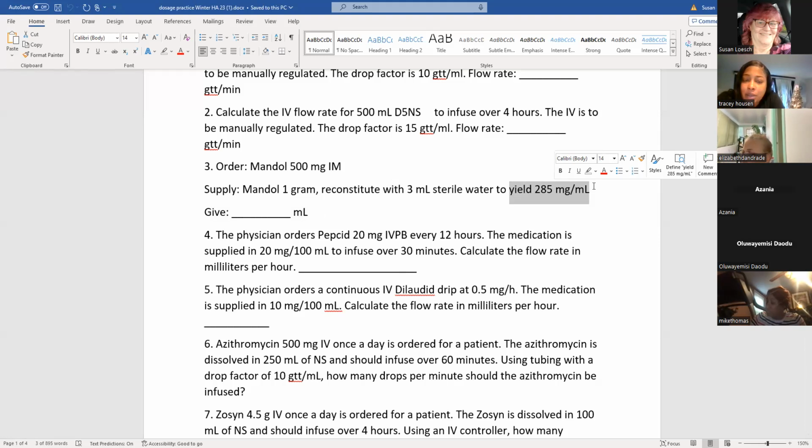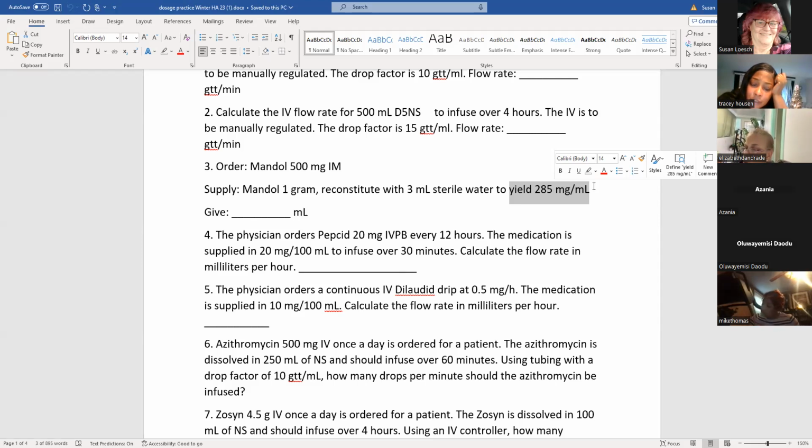Wait, so I thought we were going to convert the gram. It's already converted. Usually when you reconstitute, you have a powder and you add a liquid to it, and your directions will usually tell you that if you add this, this is what you'll end up with. So when you added the water to this 1 gram, you ended up with 285 milligrams per ml. That's your final concentration. So that's your supply on hand.